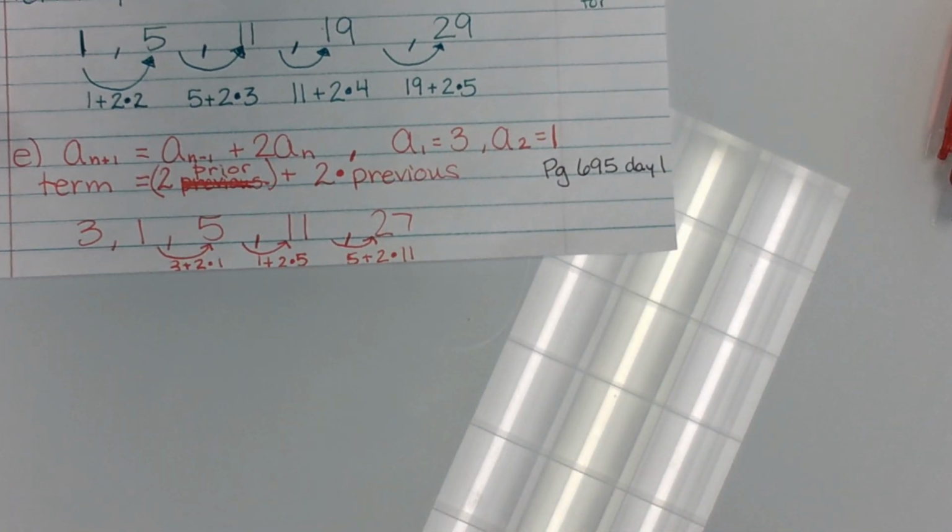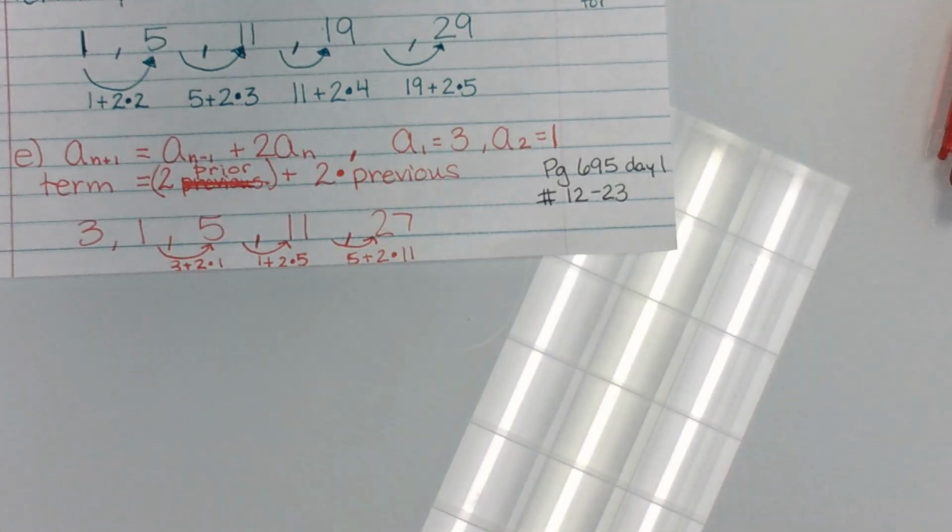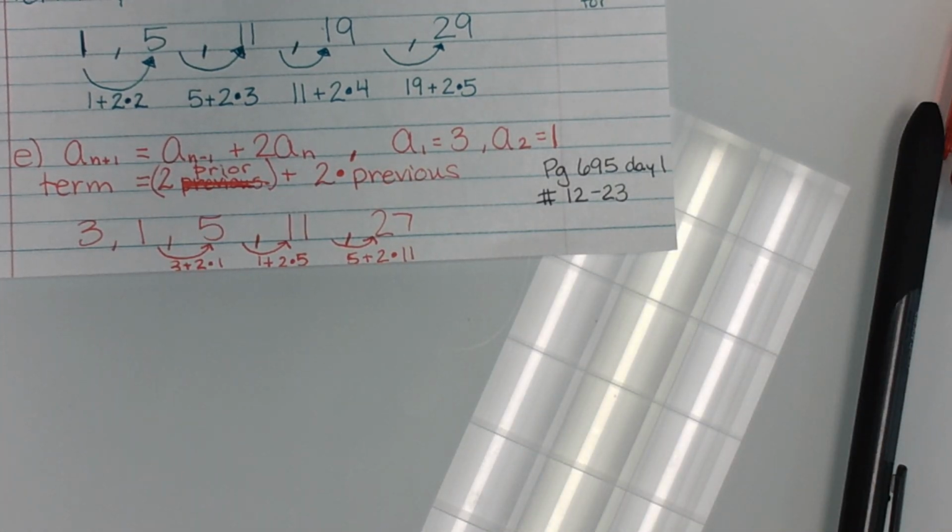We are on page 695, day 1. It is problems 12 through 23. They all should be looking for the first 5 terms. I said that weird.